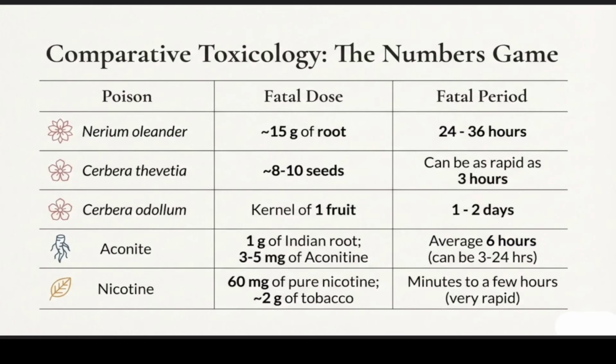For yellow oleander, 15 gram of the root is more than enough. Fatal period is 24 to 36 hours. Cerbera manghas, 8 to 10 seeds are enough, and that too rapidly, 3 hours is more than enough. Cerbera odollam, kernel of one fruit, within 1 to 2 days is the fatal period. Aconite, 1 gram of Indian root or 3 to 5 milligram of aconitine. Average is 6 hours. Nicotine, that is 60 milligram of pure nicotine or 2 gram of tobacco. Minutes to a few hours, very rapid.